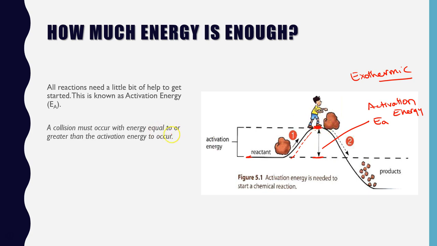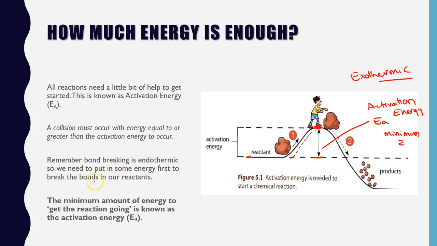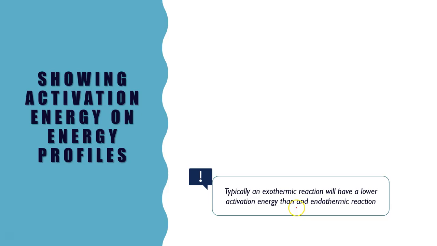So we need to have a collision that has the right orientation and meets this minimum energy requirement, okay, in order to proceed. Okay, so this one here, once that happens, then the rest of the reaction will occur and we will have the formation of new products. Okay, so make sure that you've noted down that the minimum amount of energy to get a reaction going is known as the activation energy. We give it a capital E and a subscript A to show that that's energy of activation, A for activation.